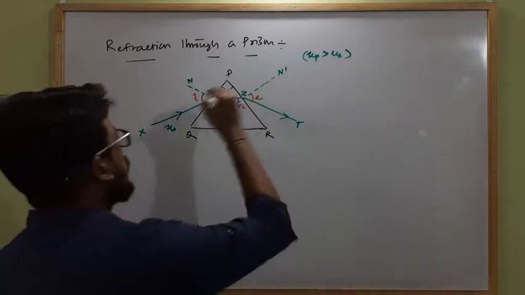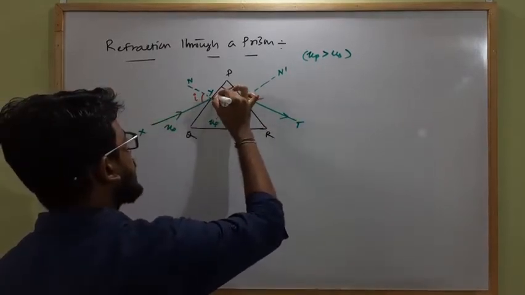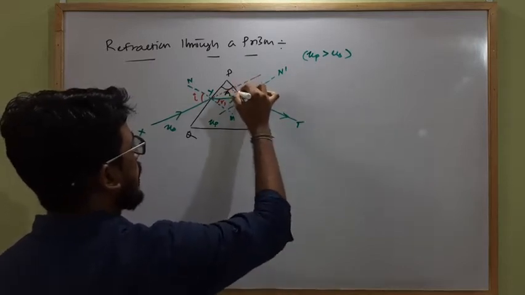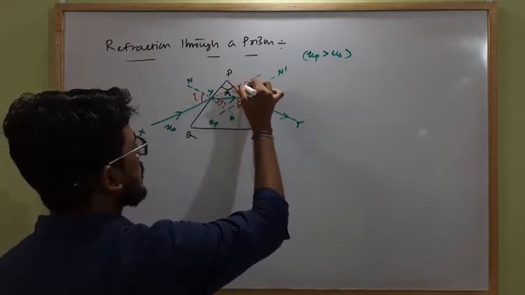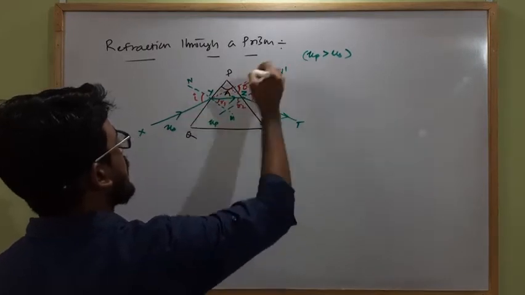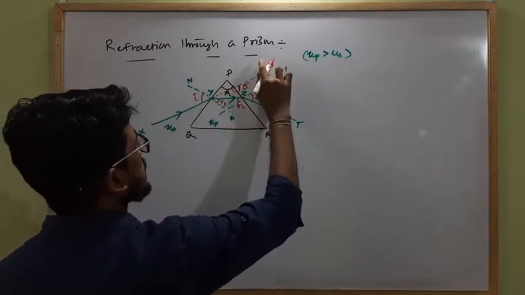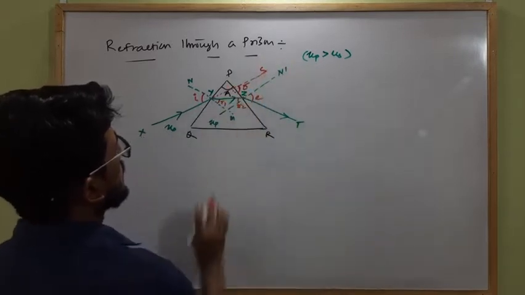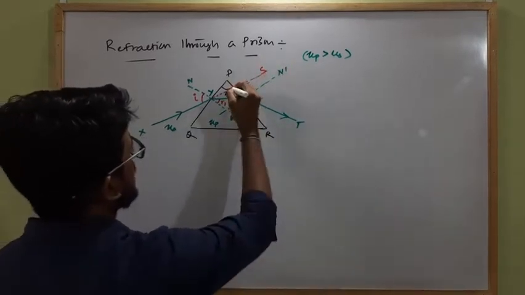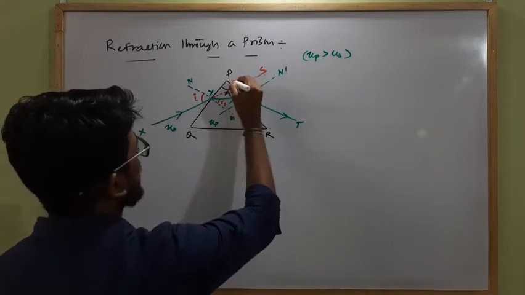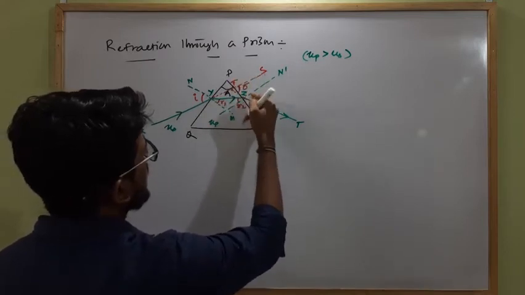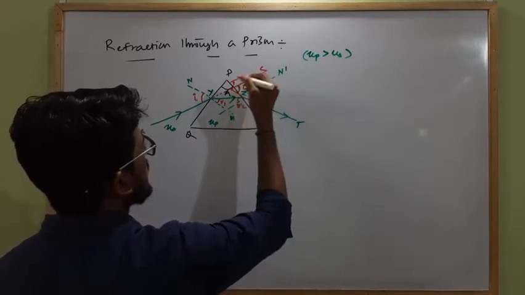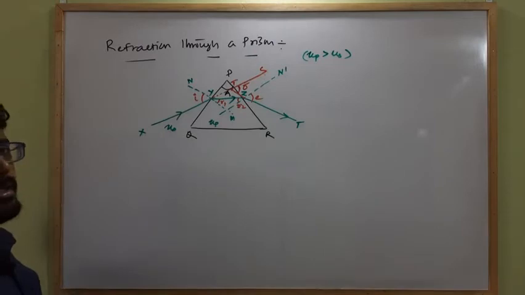Clear? So the initial path of the incident ray is along this direction, but after emerging the path is deviated by this angle. So this will be the angle of deviation. Let it be S. At this point let it be T. This angle STZ is known as the angle of deviation.